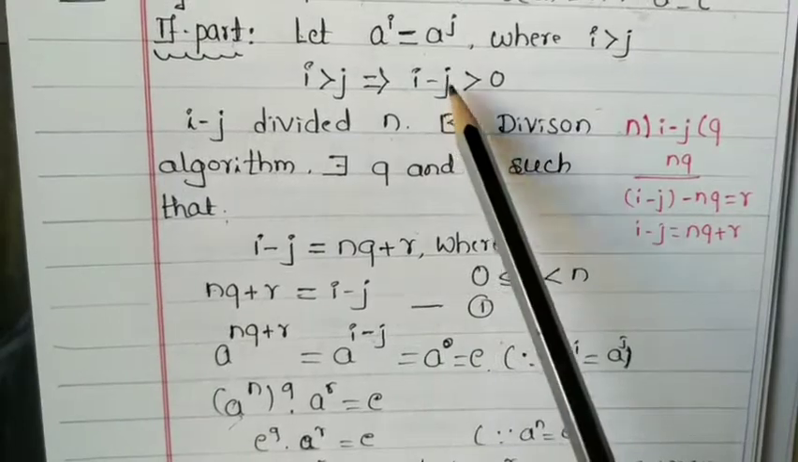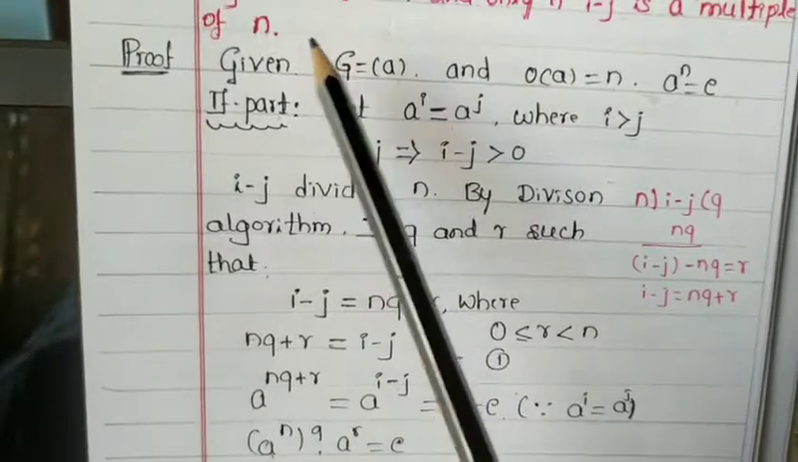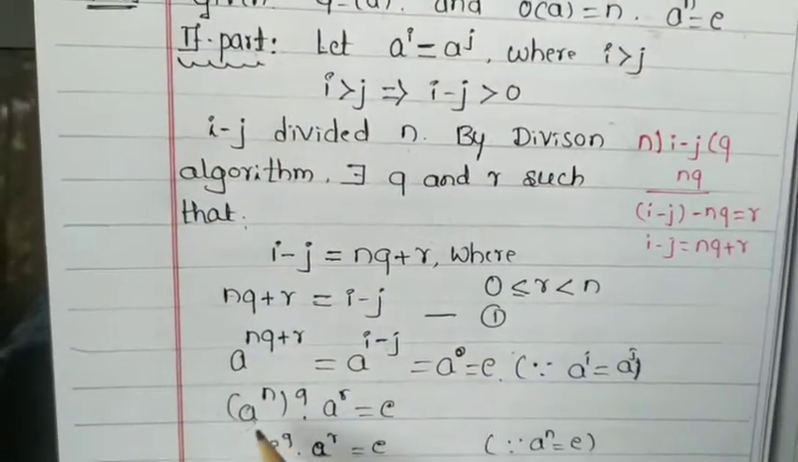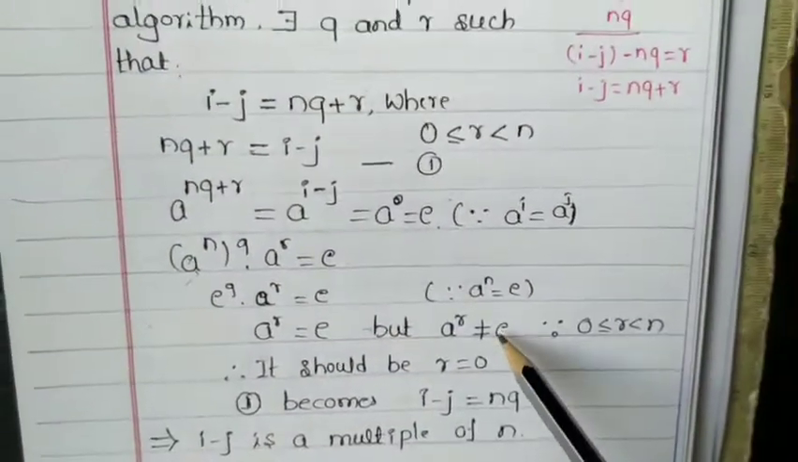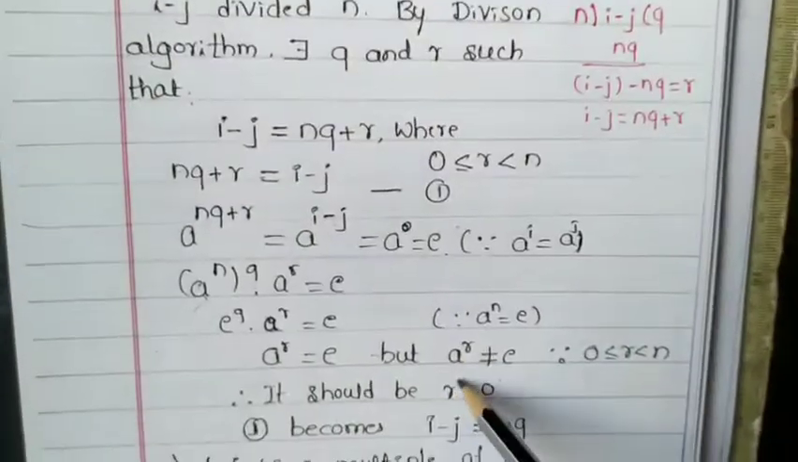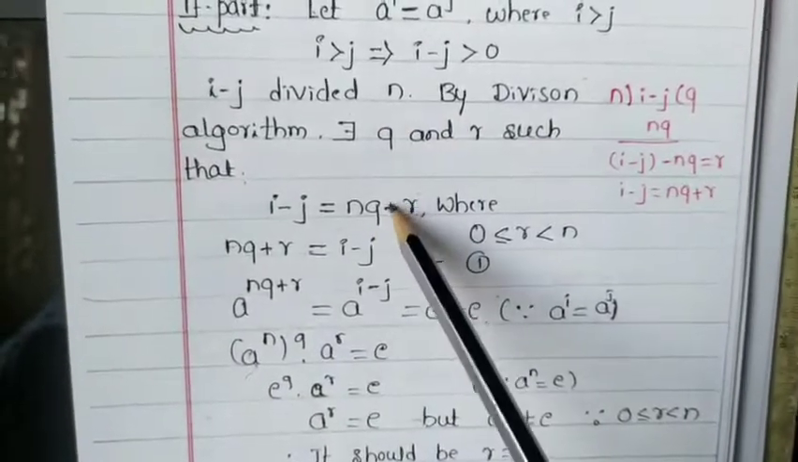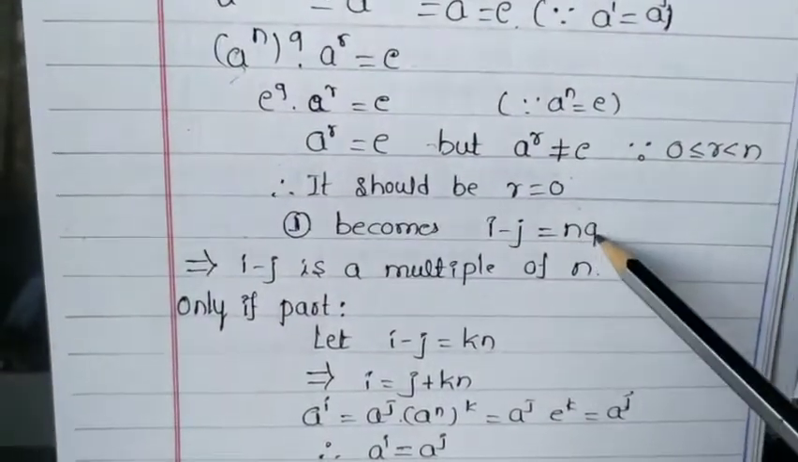Suppose i and j are equal, then immediately i minus j is 0, and a raised to 0 is e. That means a raised to n raised to q into a raised to r is e, meaning a raised to r is e. But a raised to r should not be e, because a raised to n is e according to the given. It shows that r should be 0 in this expression. That means i minus j equals nq plus 0, so i minus j is a multiple of n.